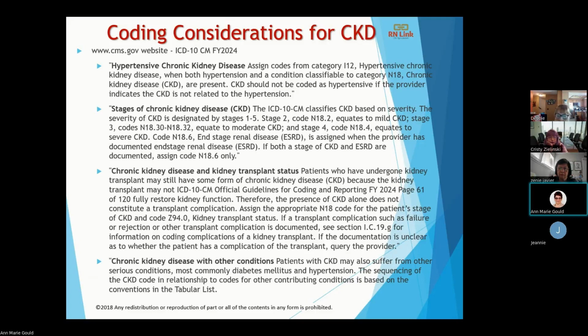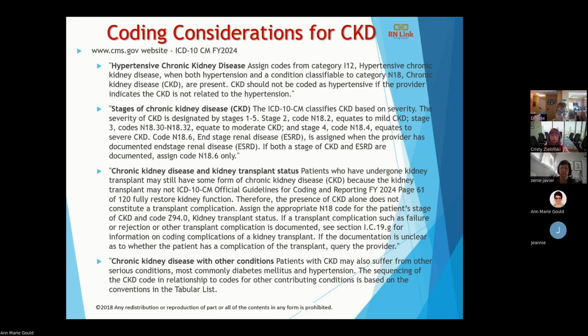So you assign the appropriate N18 code for the patient's CKD, as noted on bullet 2, stages of CKD, and then code Z94.0, kidney transplant status. Now, your Z codes, I believe all the transplants are still CC captures. So it's always important to make sure you capture those in your coding summary.